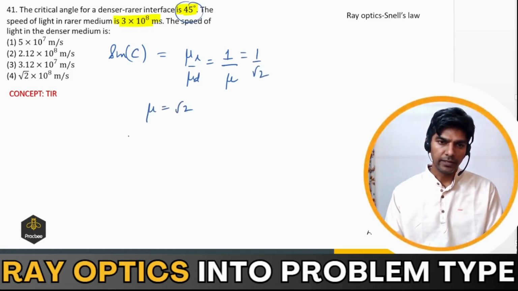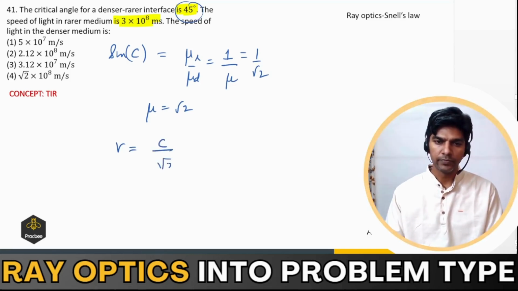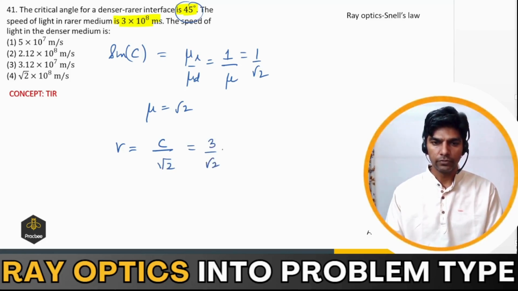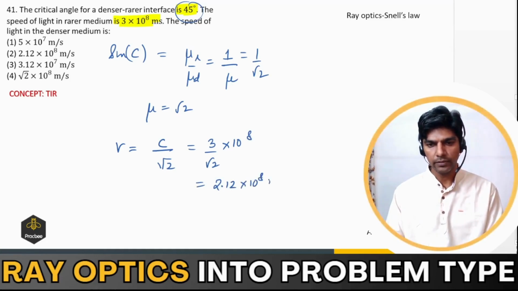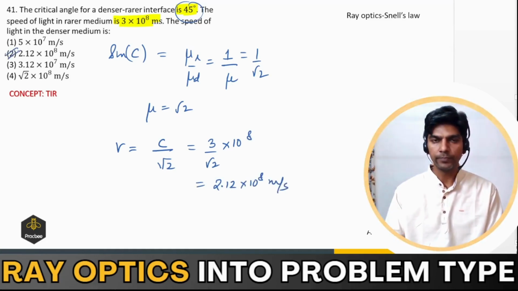So the speed of light in a denser medium will be speed of light in vacuum divided by the refractive index. So it is 3 divided by root 2 times 10 raised to 8, which comes out to be around 2.12 into 10 raised to 8 meters per second. So option 2 is the right answer.